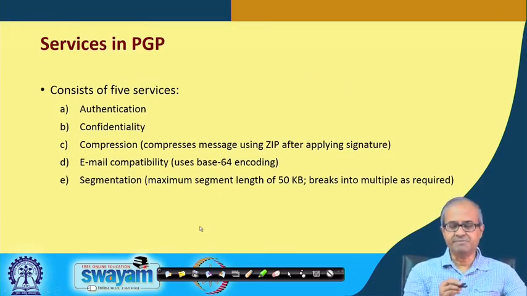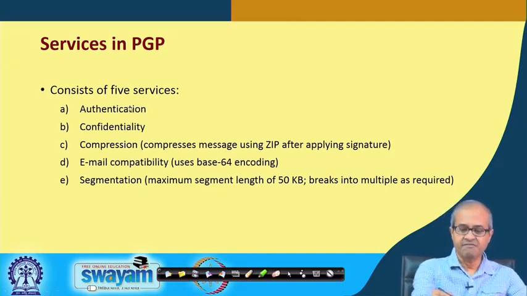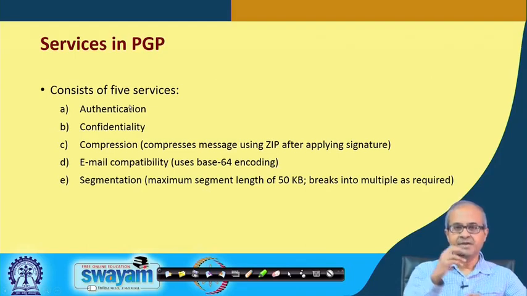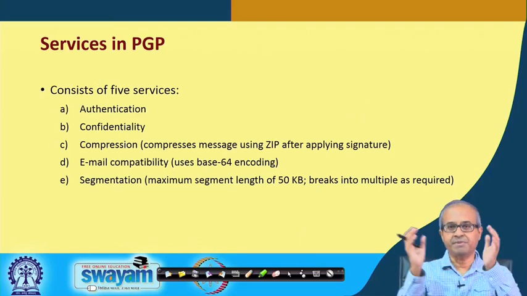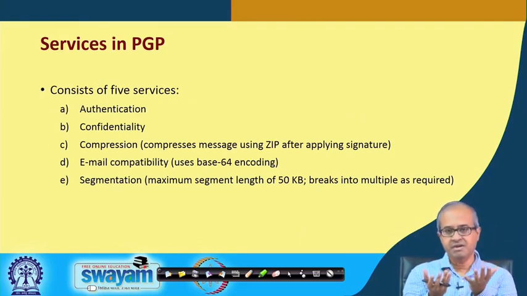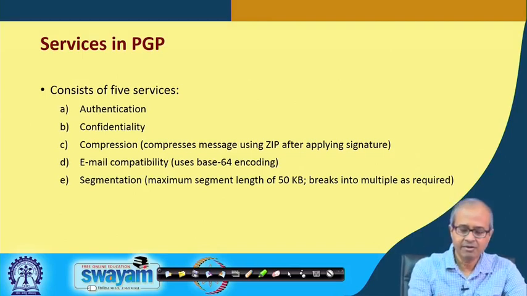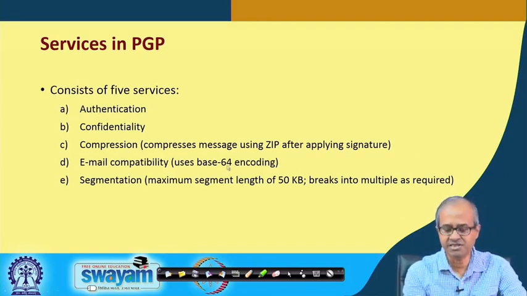The kind of services PGP provides are, broadly, 5 services as you can see. First is authentication, which verifies the origin of a message, from whom a message is coming. Confidentiality, it can encrypt a message. Compression, sometimes it compresses a mail using a well known compression algorithm, Zip, which you may know. And for email compatibility, it uses an encoding called base 64 encoding.